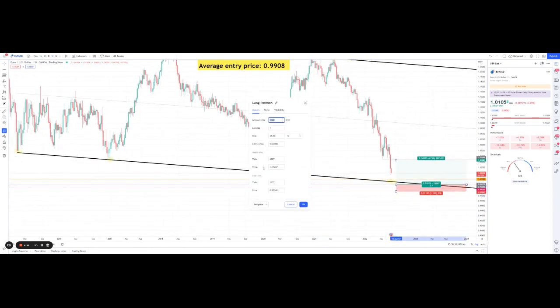Again, the entry would be the average entry conditional to those three buyers getting filled at 0.9908. Our profit would be 1.03287, and our stop would be at 0.97943. All these numbers will appear in the post containing this video for your further reference. This is a reward versus risk of 3.7. So this is a nice trade idea for you to consider. It's got a good reward versus risk.